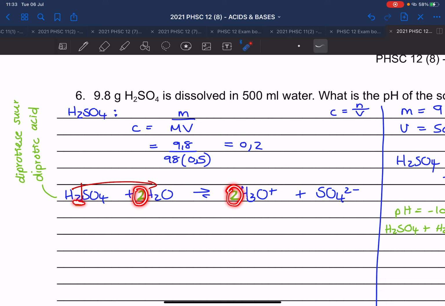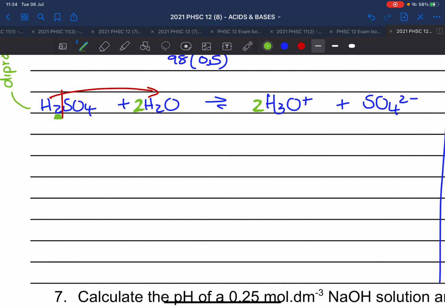Always. If it's a triprotic acid, like phosphoric acid, it can give away three hydrogens, so it will need three waters to produce three hydronium ions. So that hydrogen there tells you how many hydroniums you will get. So we can see from there that one of them will give me two of them. The ratio is 1:2.